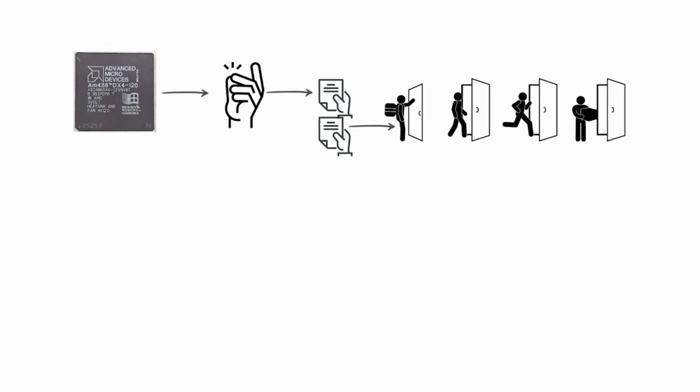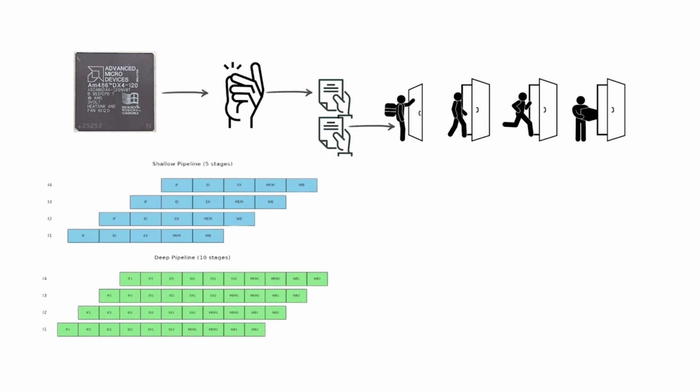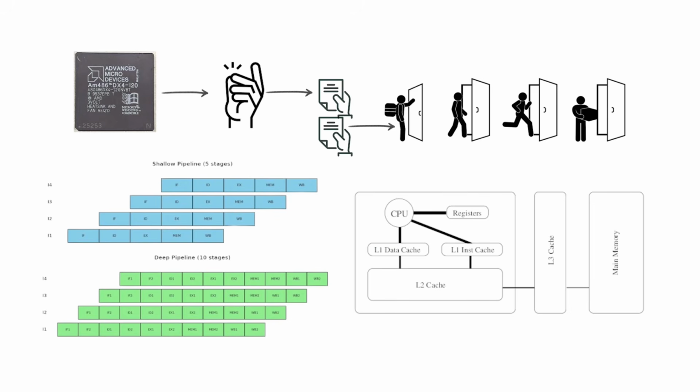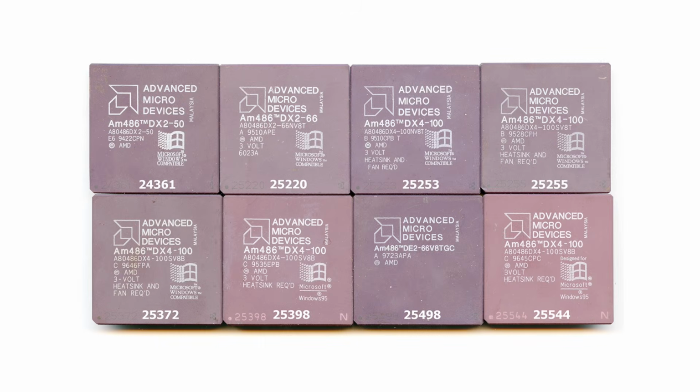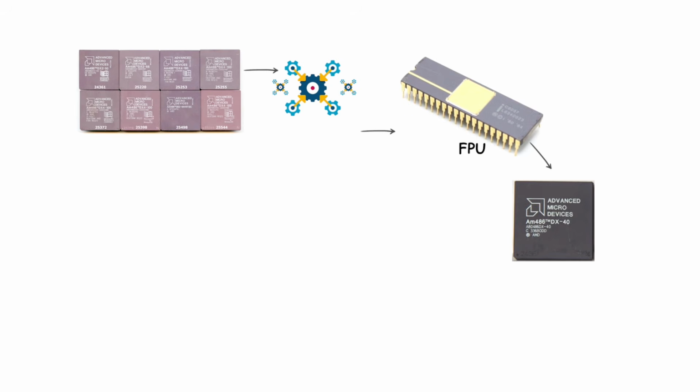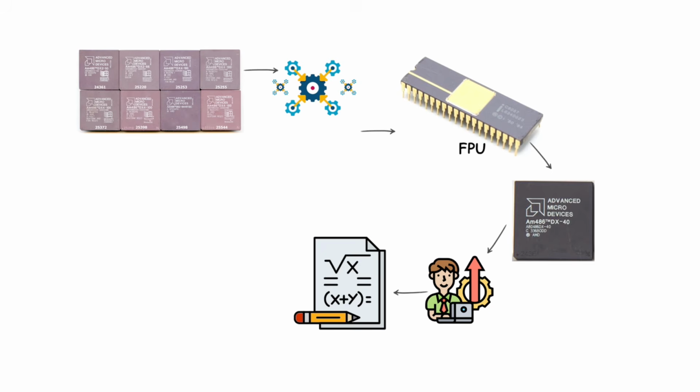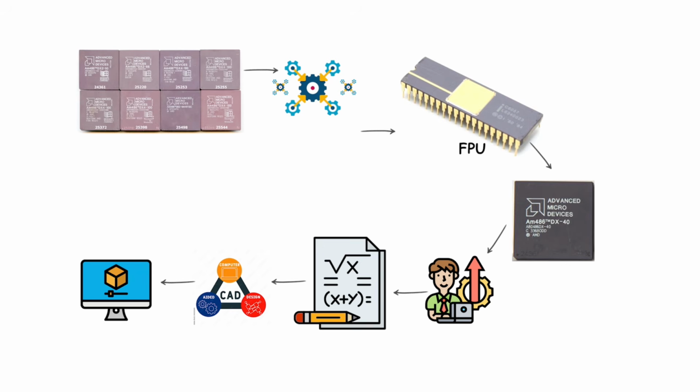The AM486 refined the same instruction set and brought higher per-clock performance through deeper pipelining and an on-chip Level 1 cache, which reduced trips to slower main memory. Many AM486 models also integrated a floating-point unit in the DX variants, improving performance in mathematics-heavy tasks such as computer-aided design and early three-dimensional graphics.